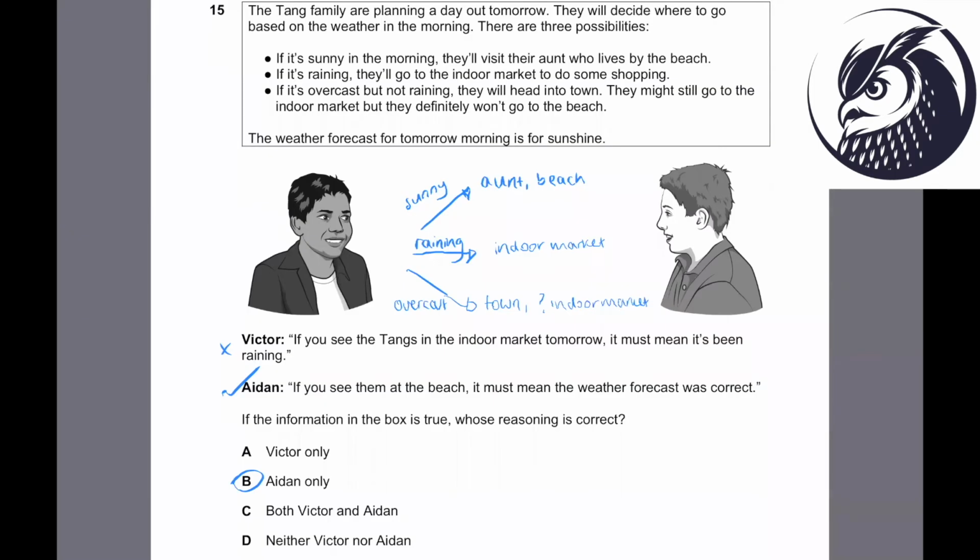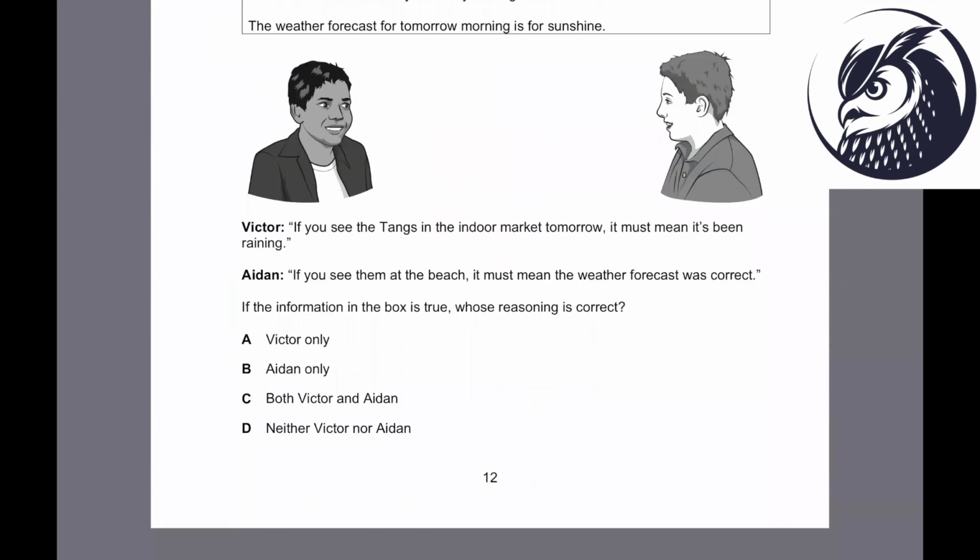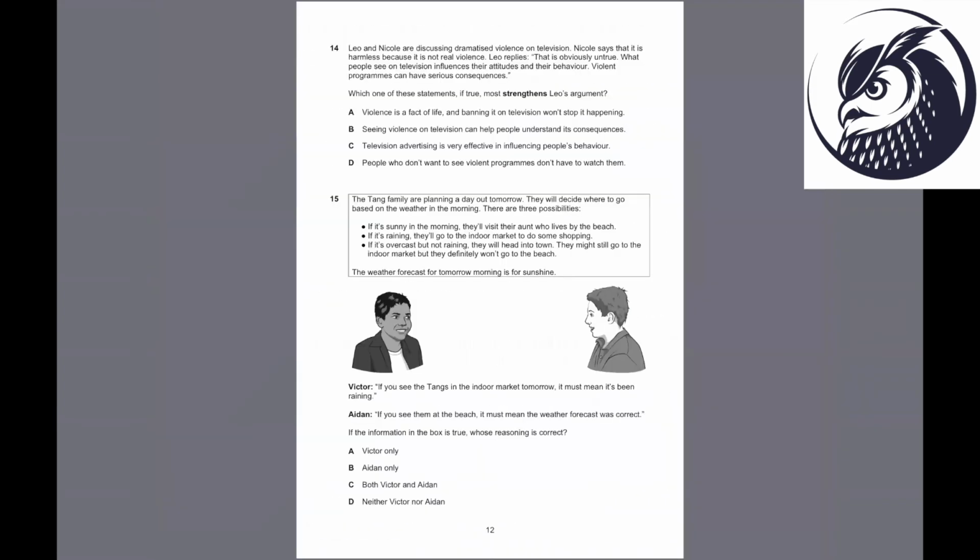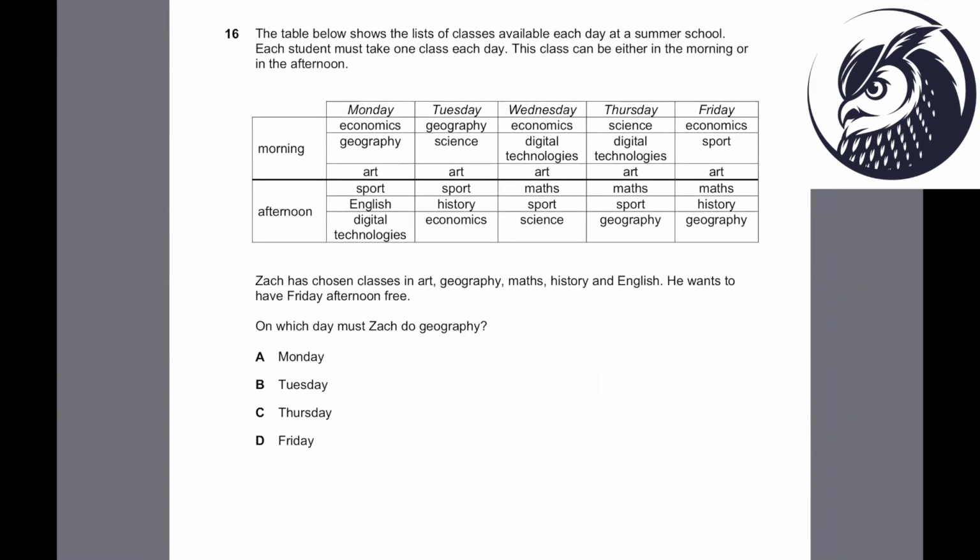Okay, guys, let's now move on to question 16. So in this question, let's have a read of it. It is actually another example of a relevant information question. So we should just discard the information that's irrelevant and focus on the information that is relevant.